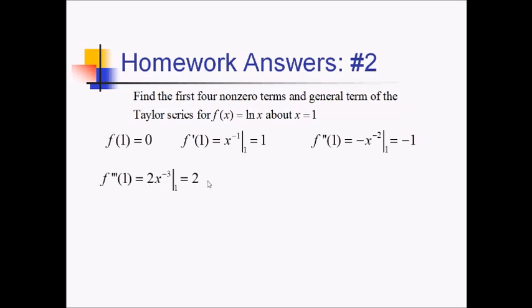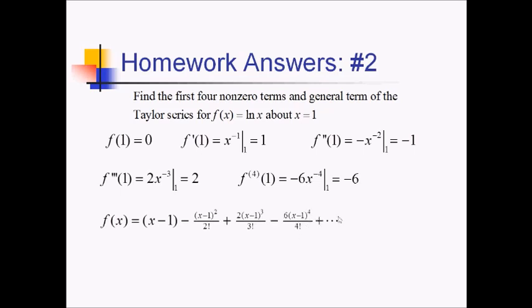And we need the fourth derivative because we only have 3 non-zero terms so far. So the fourth derivative, that's going to be negative 6x to the negative 4. Plugging 1 into that, we end up with negative 6. All right, building our series now. f of 1 was just 0, so we're not going to bother writing that. Now we've got 1 times x minus 1, minus 1 times x minus 1 squared over 2 factorial, plus 2 times x minus 1 cubed over 3 factorial, minus 6 times x minus 1 to the fourth over 4 factorial.